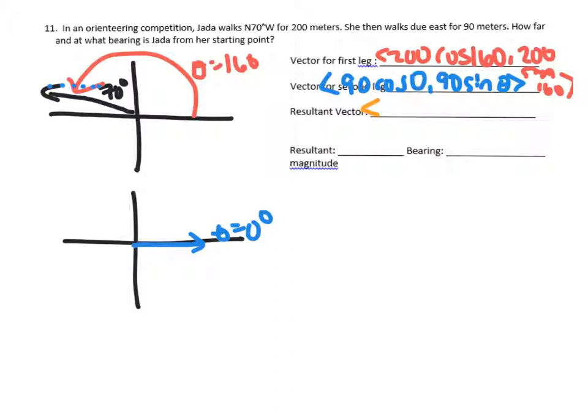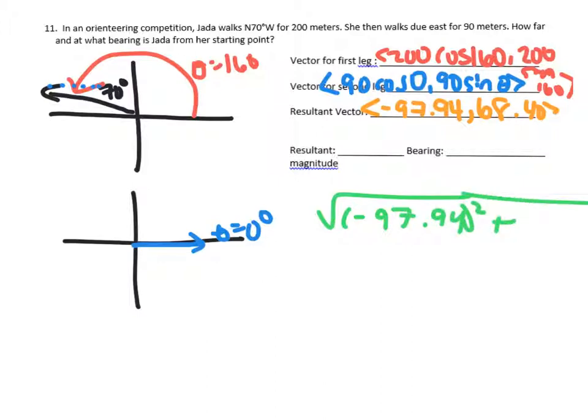When you add the two together, you're going to get a resultant of negative 97.94, 68.40. When you add together your x parts and your y parts, then your magnitude is negative 97.94 squared plus your 68.40 squared, which gives you 119.46.